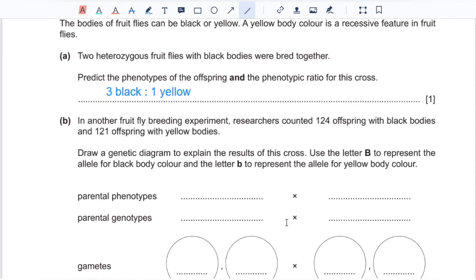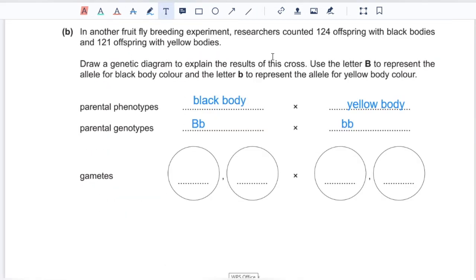B. In a fruit fly breeding experiment, researchers counted 124 offspring with black bodies and 121 offspring with yellow bodies. Draw a genetic diagram to explain the results of this cross. Use the letter B to represent the allele for black body color and the letter b to represent the allele for yellow body color.